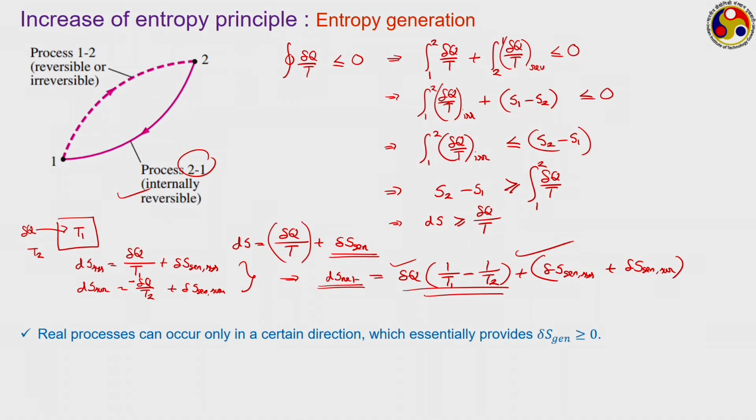So, with this we can have a few important conclusions. One, real processes can occur only in a certain direction, which gives a positive entropy generation, or in the limiting case 0 entropy generation for a reversible process. Negative entropy generation is never possible, and therefore, any hypothetical thermodynamic process that indicates a negative entropy generation is impossible.